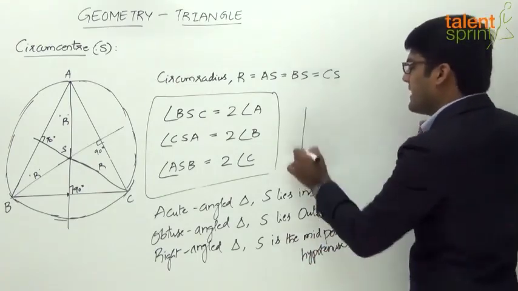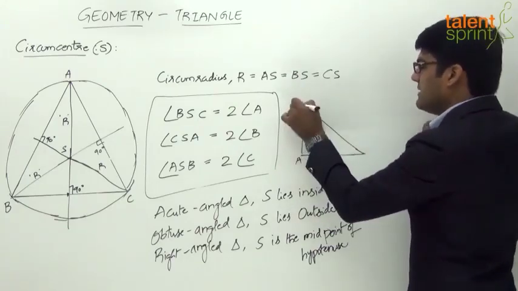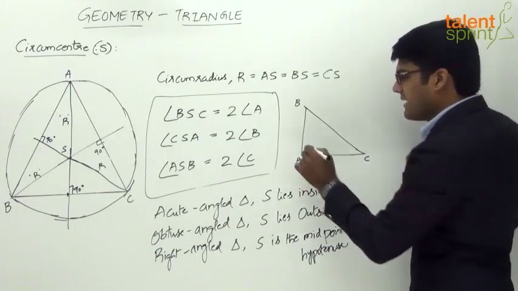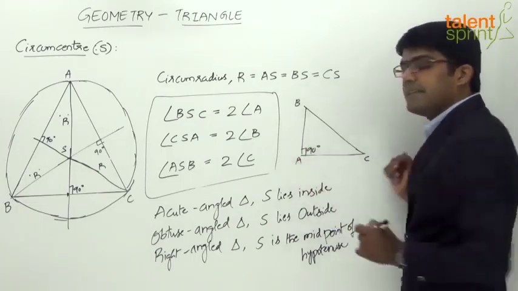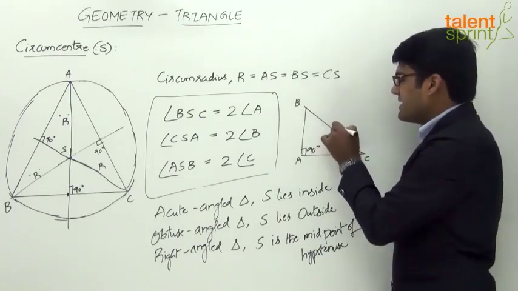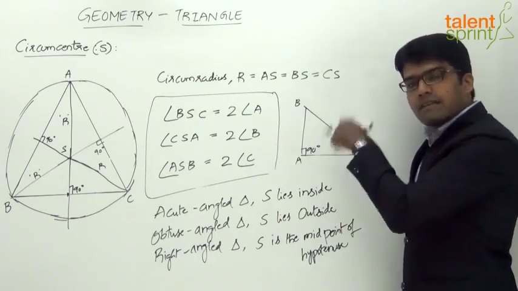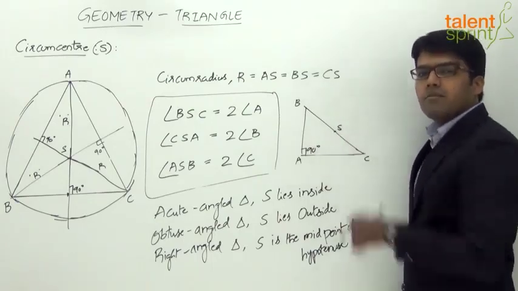So if we consider a right angle triangle, let's say this is the right angle triangle ABC, angle at A is 90 degrees. So what will be the circumcenter? It will be the midpoint of BC. Circumcenter S will be on this one. If it is equilateral, or if it is acute angle, the circumcenter will be inside. Obtuse angle, the circumcenter will be outside.